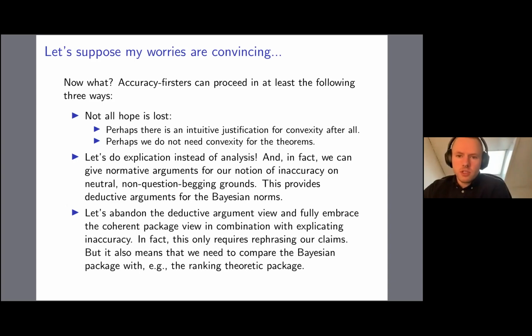What I think accuracy firsters should opt for is to abandon the deductive argument view and fully embrace the coherent package view in combination with explicating distance to truth, in the kind of way that I've explained before. Because the Bayesian norms are plausible and convex measures of inaccuracy deliver the Bayesian norms, there's a normative argument for accepting a convex characterization of inaccuracy. This only requires rephrasing the accuracy firsters' claims. We have to step down a notch and say, well, we don't have valid and sound arguments, but we can show that this is a coherent package. The price is we would have to compare the Bayesian package with, for example, the ranking theoretic package.